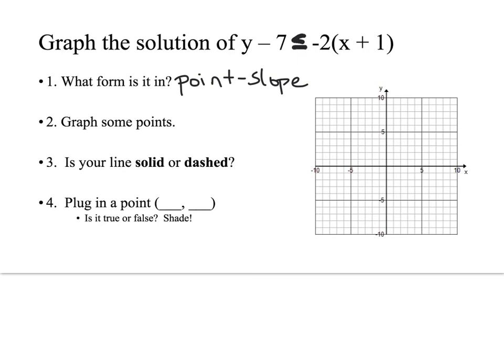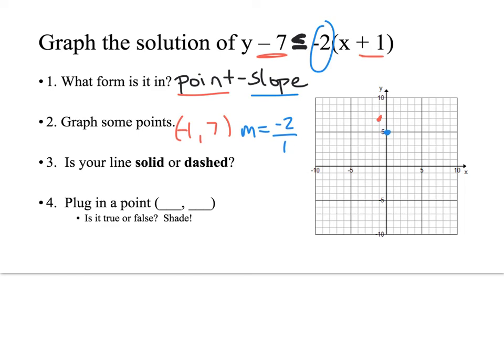Point-slope form, remember, means we want to find the point and the slope from the equation that helps us graph it. So the point is found by using the opposite of this x value over here, so -1, and the opposite of this -7 here, so +7. And the slope is -2, or -2/1, because the slope is found right there. I'm going to graph my point, -1, 7, which is right here. And I'm going to use my slope to go down 2 and right 1, and I will get to this point right here.